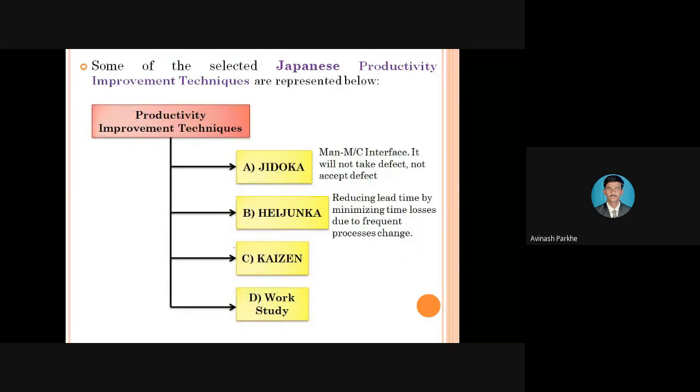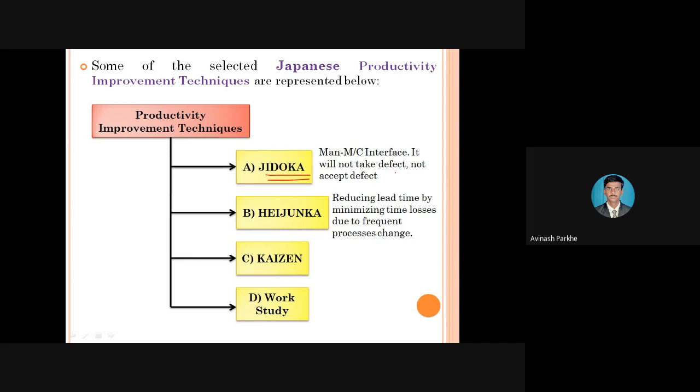In addition to that, some more standard techniques are available. These are the 4 standard techniques. The first technique is Jidoka. This is one of the Japanese techniques used to improve productivity. What is meant by Jidoka? It is the man-machine interface. It will not accept defects. Jidoka is one of the standard Japanese techniques developed to increase productivity, and it is correlated with the man-machine interface.